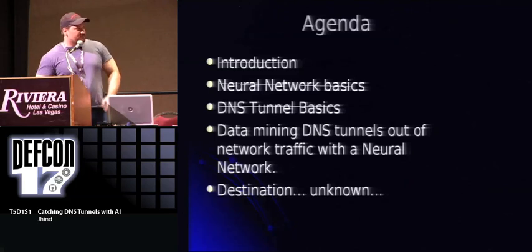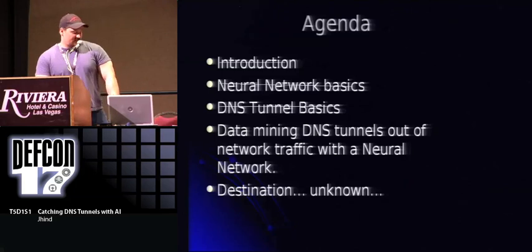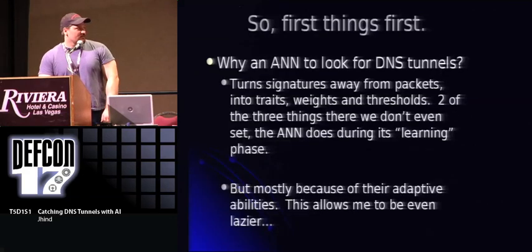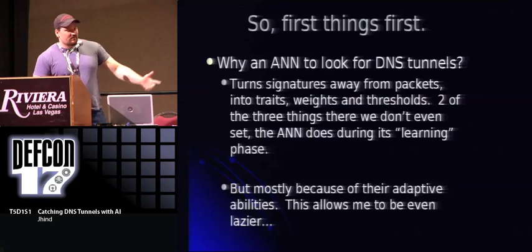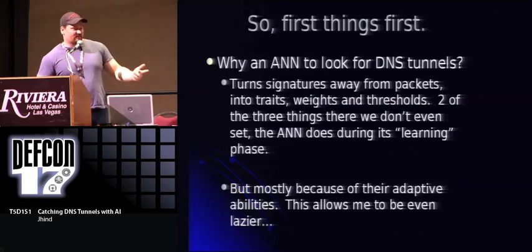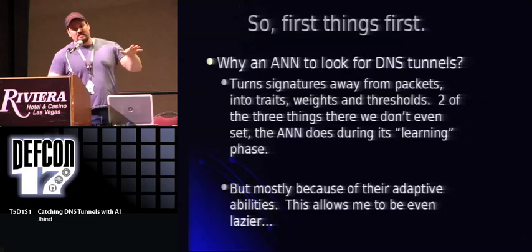Okay, so we've covered neural network basics. We've covered DNS tunnel basics. Let's do some fun stuff. So why use an artificial neural network to look for tunnels? I mean, what's the point, right? Why use AI? So I wanted to get away from packet counting, which is how most things work.